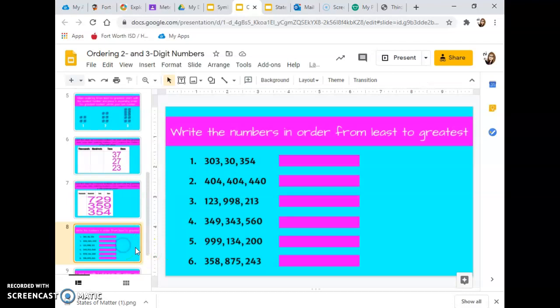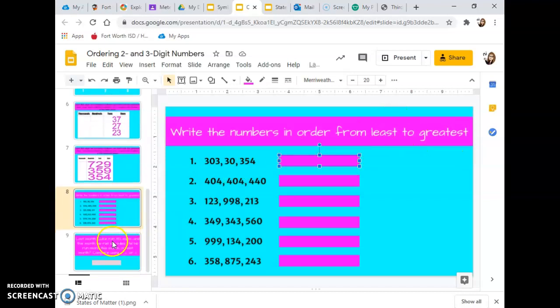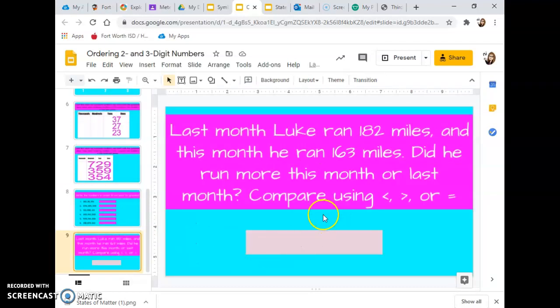Your job today is to practice putting these numbers in order from least to greatest. You're going to write them in order next to the numbers that are given. So keep in mind, this needs to be from least to greatest. When you finish that, we have a word problem.